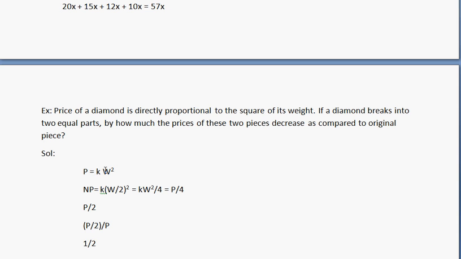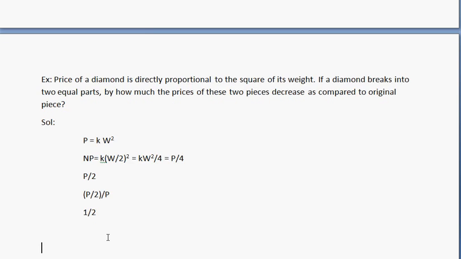So this is how we use the concept of proportionality. The change is happening in the weight, and we know the relationship between price and weight, and we are using that change to determine the new price. And this is how we solve the question.